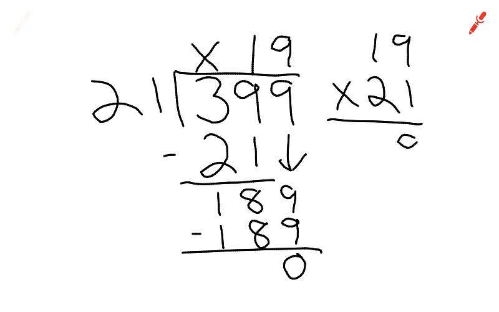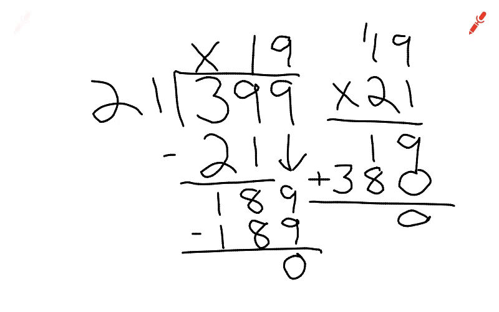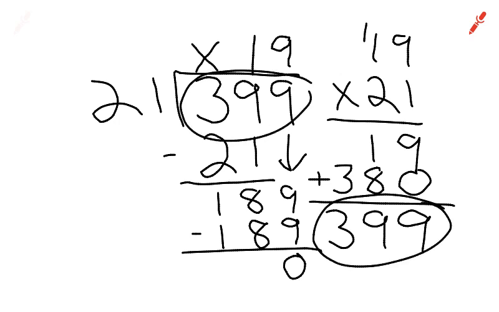1 times 9 is 9. 1 times 1 is 1. Go ahead and put your 0 here. The next part now. 9 times 2 is 18. Carry 1. And 2 times 1 is 2. Plus 1 is 3. Now we need to add up what we've gotten here. And we get 399.